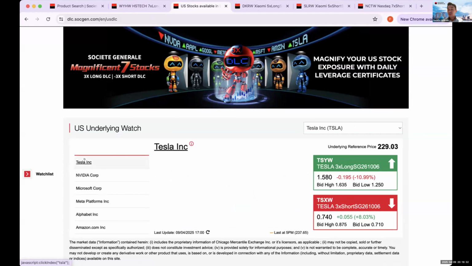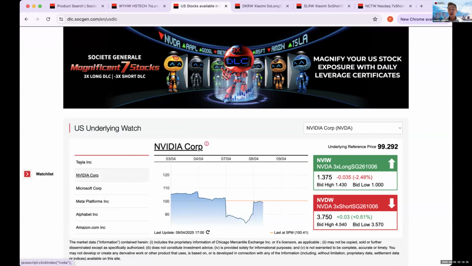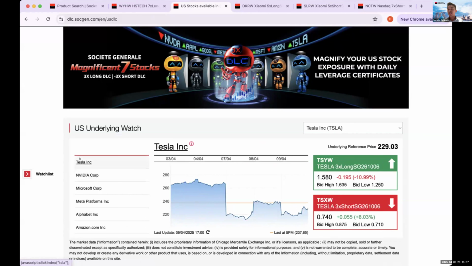We also have the single stock DLCs. Tesla and Nvidia are our most popular underlyings. So Tesla and Nvidia DLCs, but you only get 3 times leverage. The US stock DLC is something new that we've introduced that gives you Asian hour exposure to the US stocks.